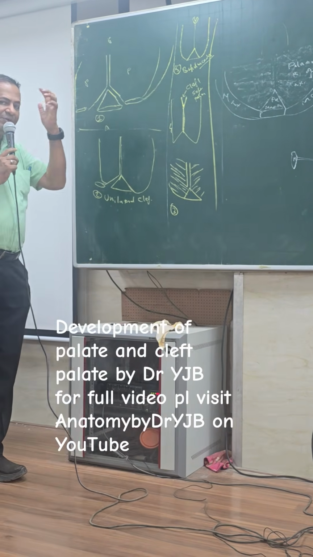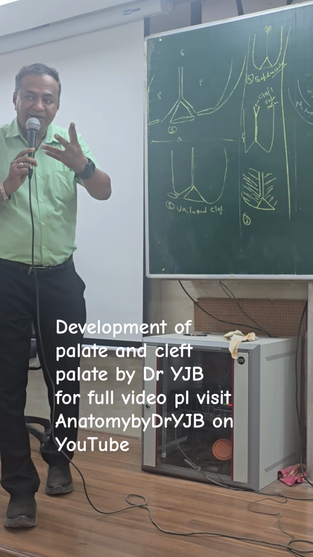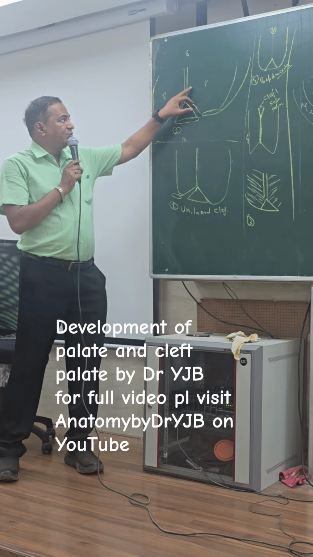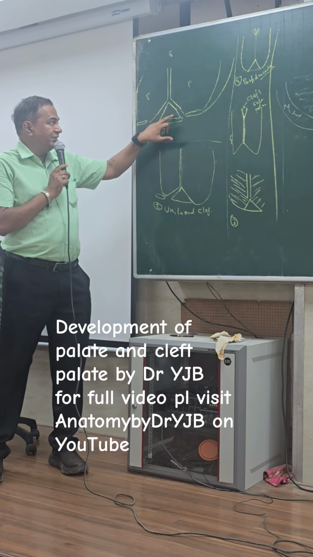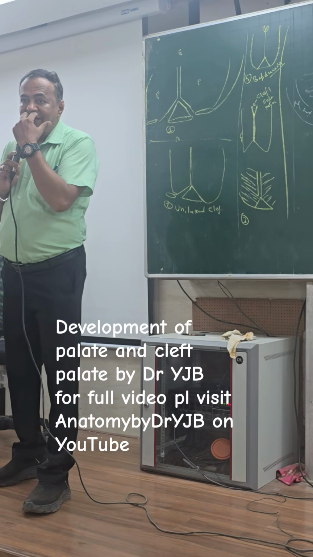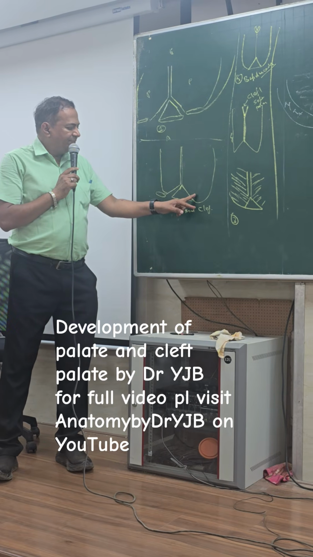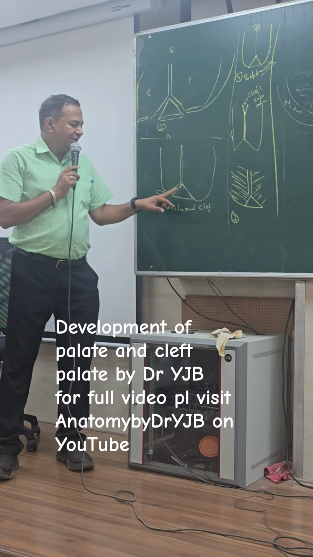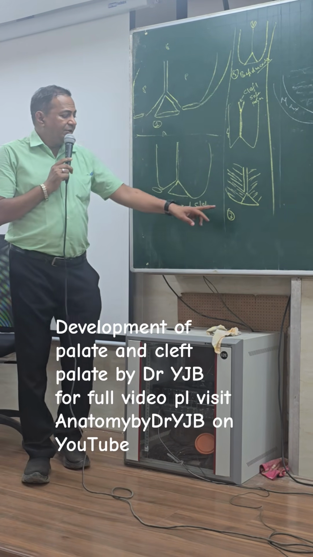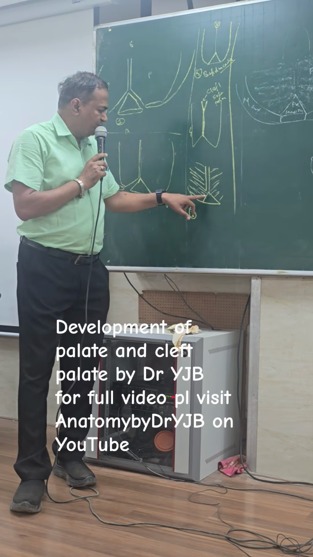Now let us see the 5 possibilities where developmental errors or embryological problems can happen. The first is that the two palatine processes of maxilla fail to fuse with each other and also with the premaxilla. That time there will be bilateral cleft lip and cleft palate. Second possibility, one side premaxilla fuses with the maxillary process, the other side does not, then there will be unilateral cleft lip with cleft palate.